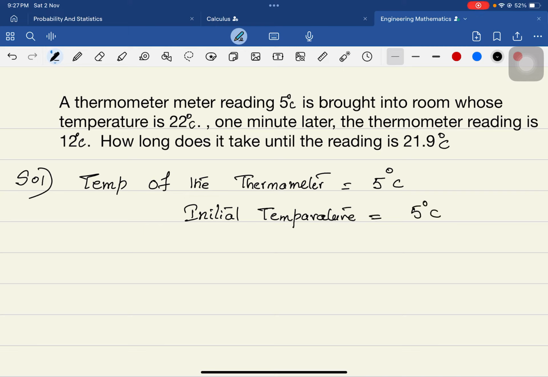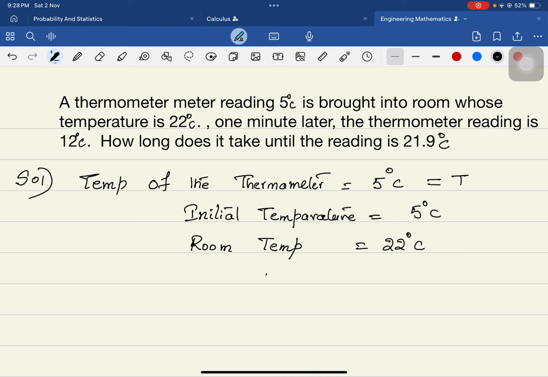And then it is brought into the room whose temperature is 22 degrees centigrade. So now I call this as capital T. Okay, initially. Now it is brought to the room temperature. So now the room temperature is given by 22 degrees centigrade. So now let us take this problem now. T is equal to 22 degrees centigrade.